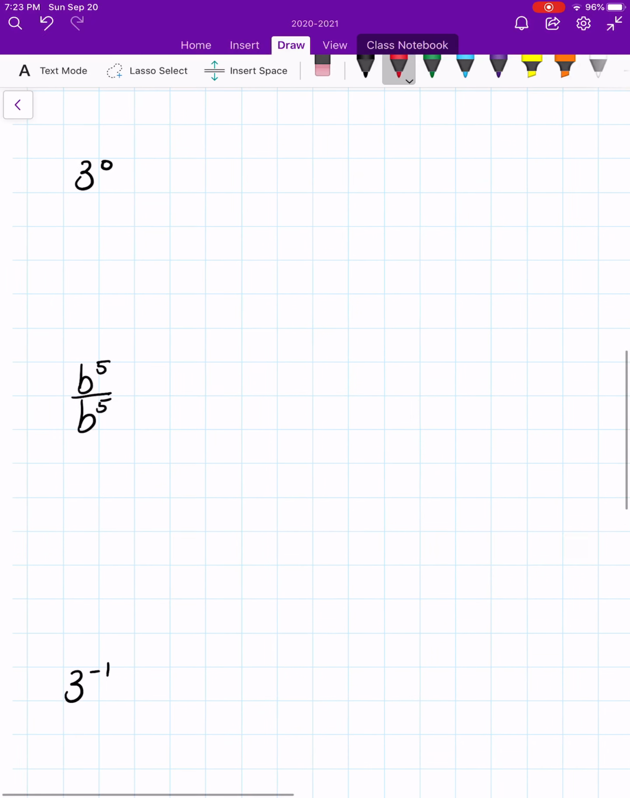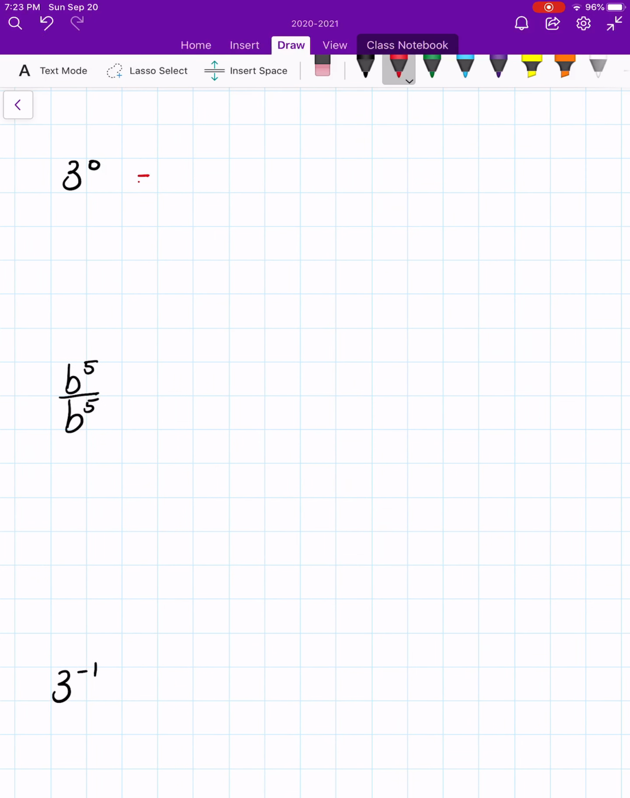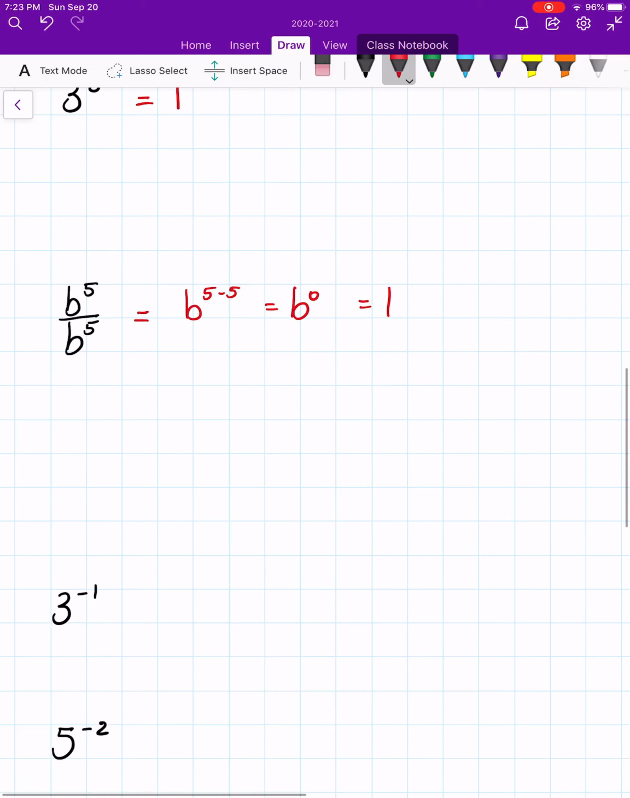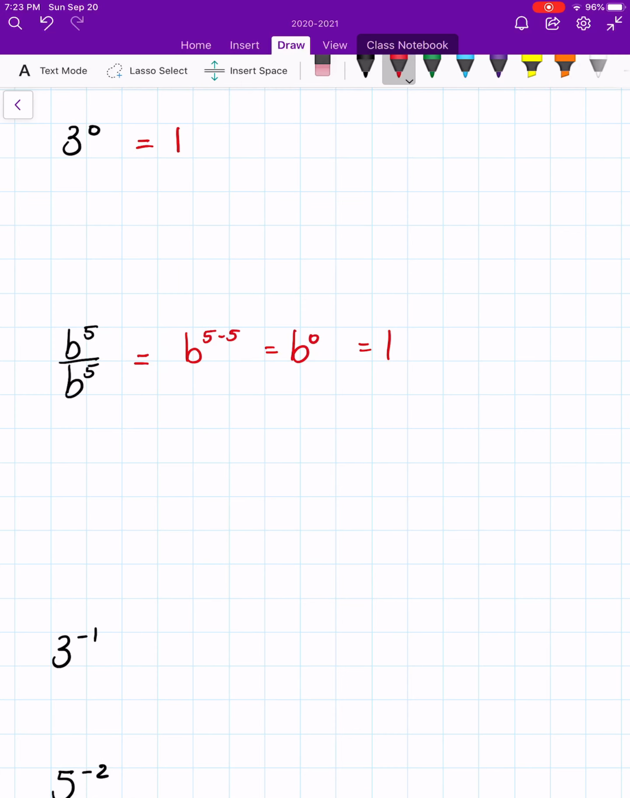Then just a reminder about our power 0. Anything to the power 0 is 1. If we simplify b to the power 5 divided by b to the power 5, we can think of that as a subtraction sum. So if we're dividing, we subtract, which gives us b to the 0, which is again 1. So anything to the power 0 is 1.